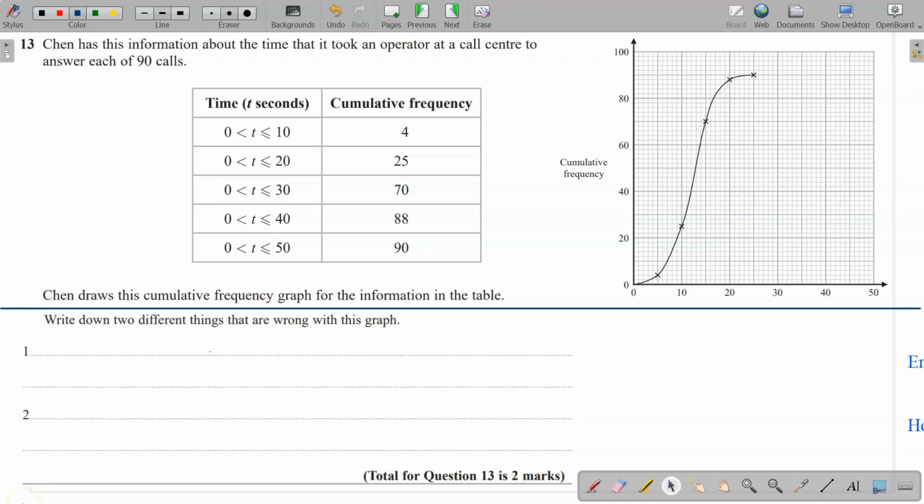Okay, we have here a question about a cumulative frequency graph that's been drawn from a table, except there are 2 different things that are wrong with this graph. We've just got to identify what they are for 2 marks.